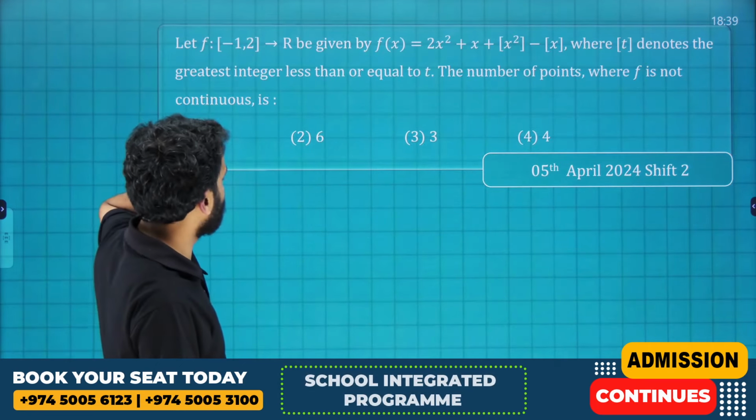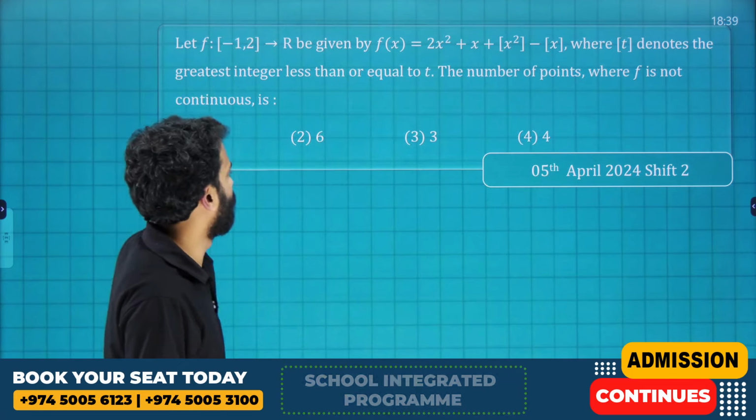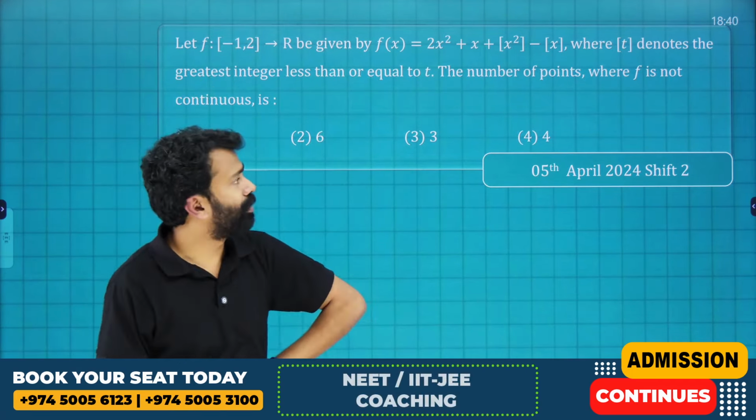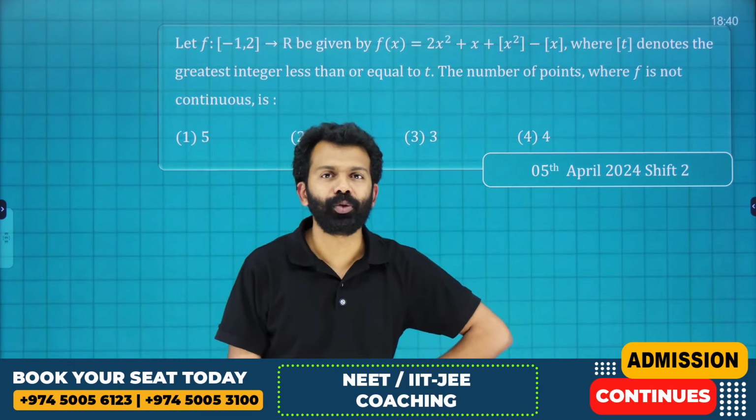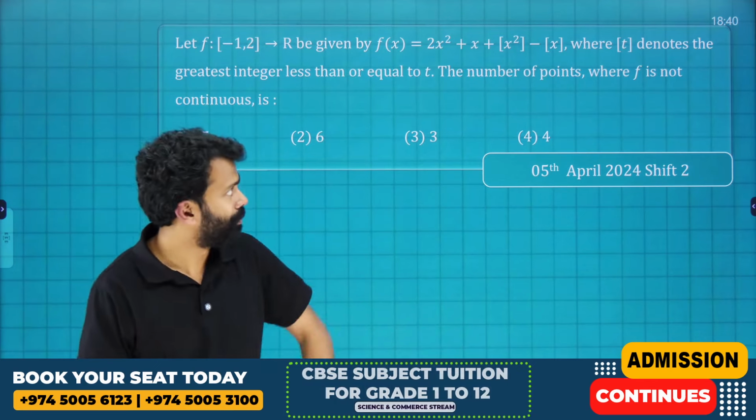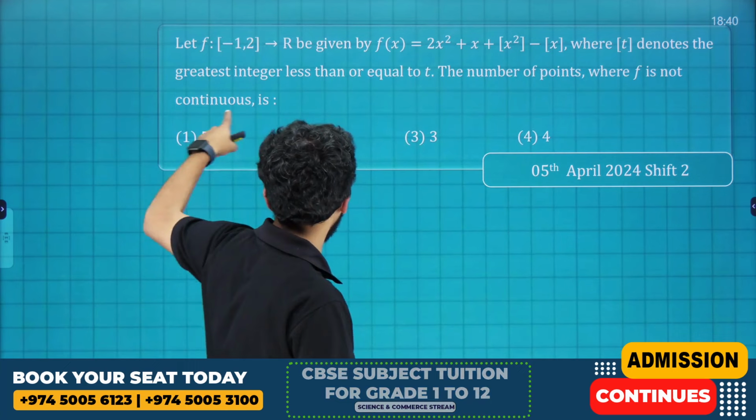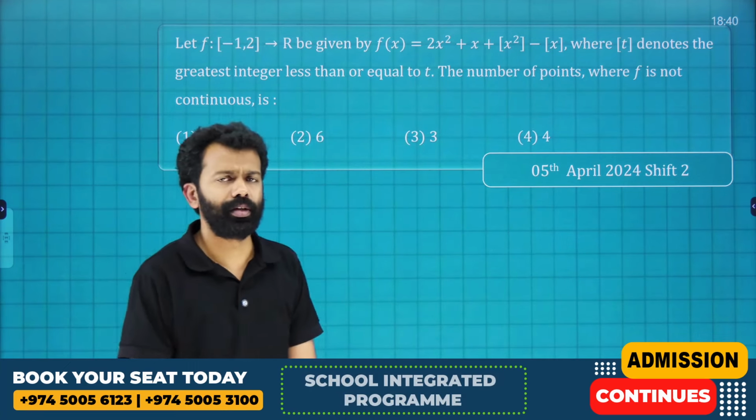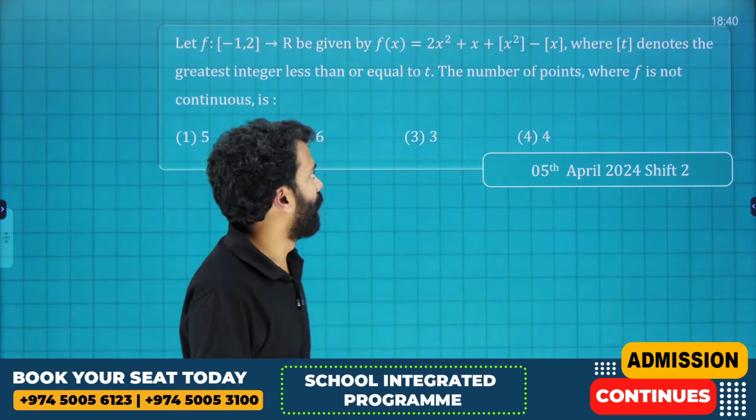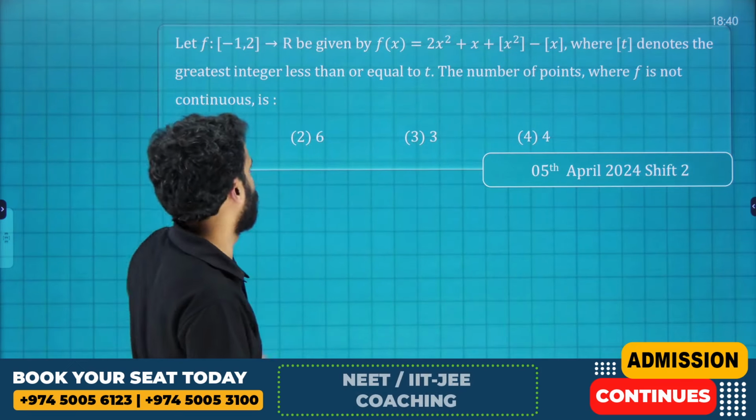A function f which is defined from the closed interval minus 1 to 2 over real numbers is given by f of x is equal to 2x square plus x plus box x square minus box x. And the question asks for the number of points where f is not continuous. Okay, how are you going to formulate that? Let's try. Since it is box x square and box x, let's go for that.